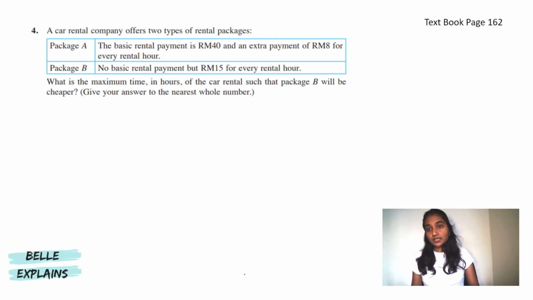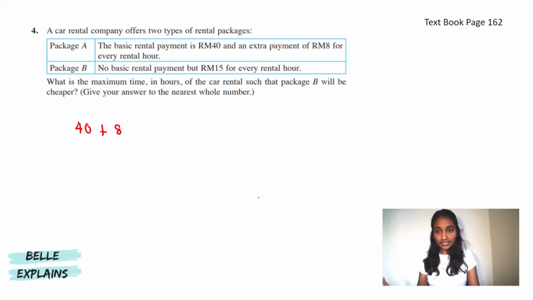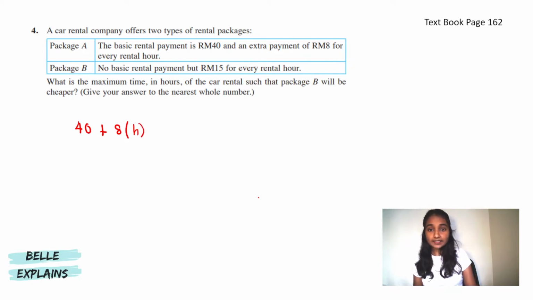Next one. A car rental company offers 2 types of rental packages. A, the basic rental payment of 40 and then extra payment of RM8 for every hour of rental. B, there's no basic rental payment, but it's 15 ringgit for every hour of rental. What is the maximum time in hours of a car rental such that package B will be cheaper? For package A, they have a basic rental payment, so 40 ringgit plus the 8 ringgit hourly, depending on how many hours they're going to rent it for, so this one would be hours. And on B, we have 15 ringgit hourly rental.